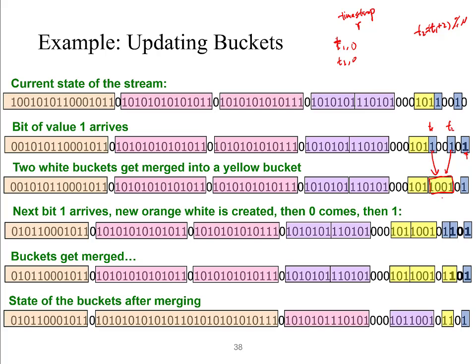Now we combine them into a new bucket, and for this new bucket, we also only need to record the time step, which is the rightmost one, so it is T2, and the number of ones, which is 2. 2 is 2 to the power of 1. So we just record T2 1. This one actually comes from 0 plus 1, so you get this one.